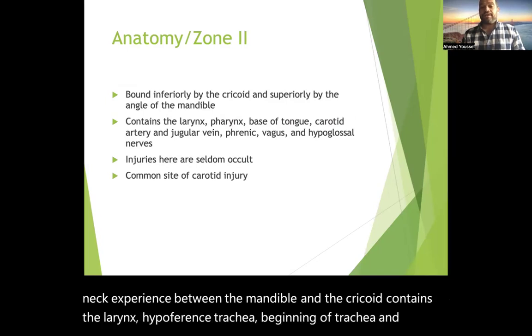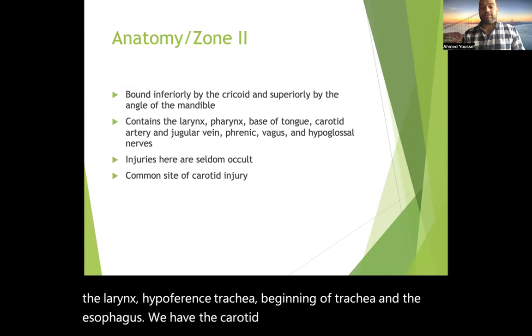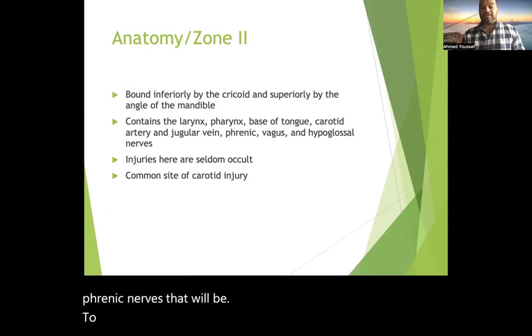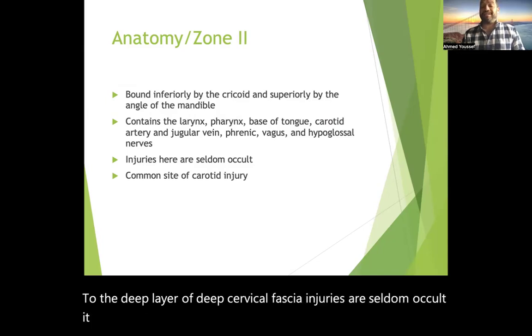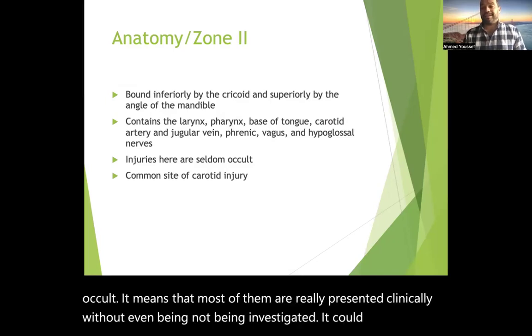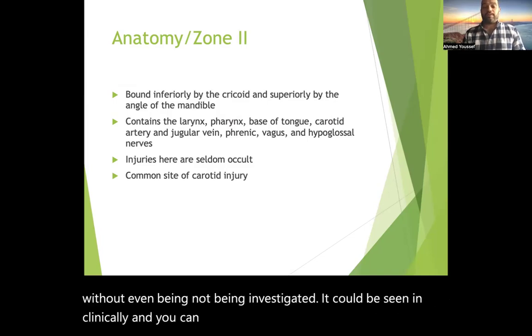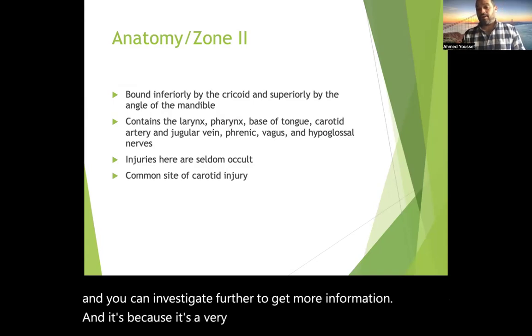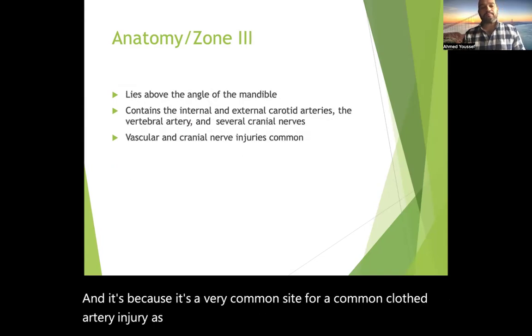the esophagus. We have the carotid and jugular lateral to the carotid and the vagus nerve, and the other deep nerves, sympathetic chain and phrenic nerves, that will be deep to the deep layer of deep cervical fascia. Injuries are seldom occult. It means that most of them present clinically without even being investigated. It could be seen clinically, and you can investigate further to get more information. And it's a very common site for a common carotid artery injury, as in a stab neck.